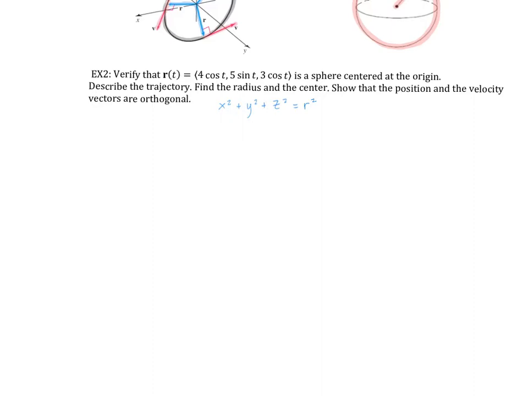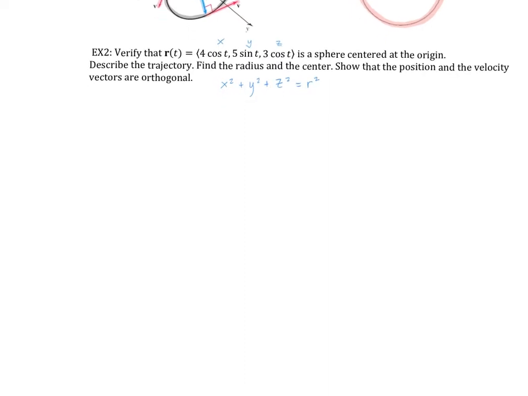So if we look at our function r, we could look at the first component as being our x, second as our y, and the third as our z. So all we have to do is verify to see if we do x squared, which is 4 cosine of t squared, plus y squared, which is 5 sine of t squared, plus the z squared, which would be 3 cosine of t squared, we just want to make sure that that's going to be equal to some r squared.